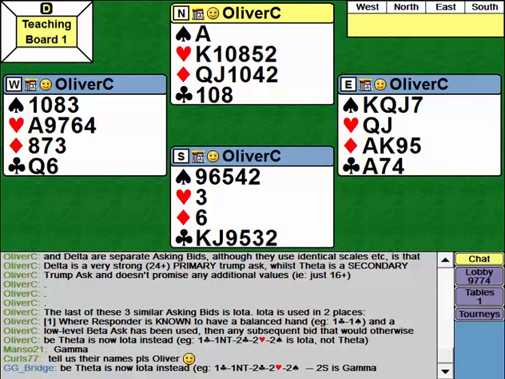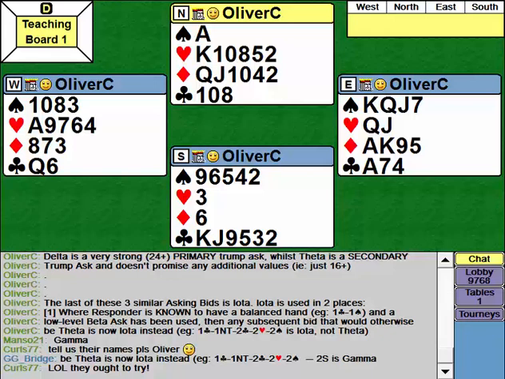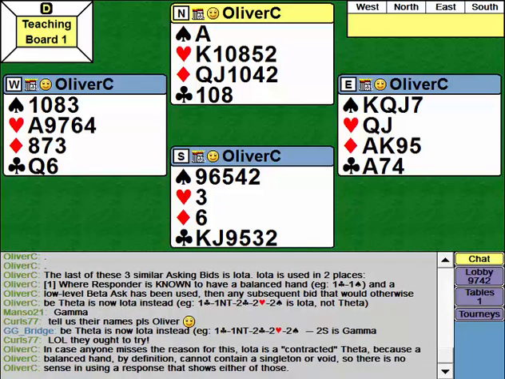Okay, so originally, everything was theta, and then we created iota because there was no point in having a theta scale that admitted the possibility of responder having a singleton or void if they'd shown a balanced hand. That was the original reason why we created iota. Okay, so if responder's known to be balanced, it's iota.